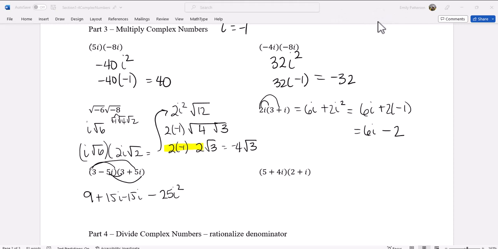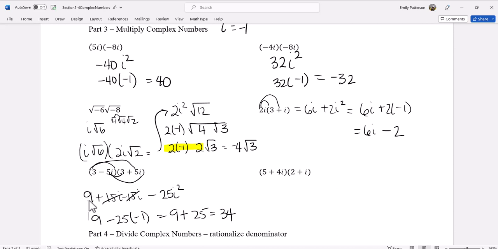So the first thing is to multiply and realize this is what we get. But when we have this now, I have 9, we have 5i and negative 5i, which cancels out. Then I have 9 minus negative 25i squared. Well, negative 25i squared is the same as negative 25 times negative 1. So this is 9 plus 25, which is 34.